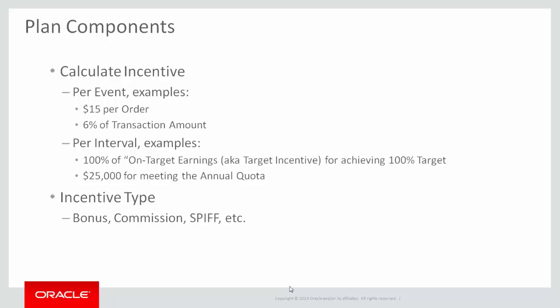Another thing a plan component is going to ask us is, what's the type of element we're building? Is it a bonus? Is it a commission? Is it a SPIF, a sales performance incentive fund? What is the motivation and what is the type of thing? Typically, this is a list of values that is used primarily for reporting purposes, but it's another option when we're designing plan components.